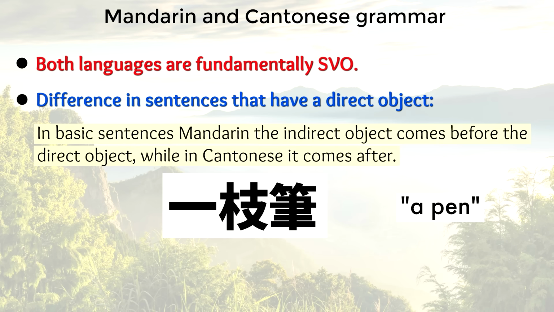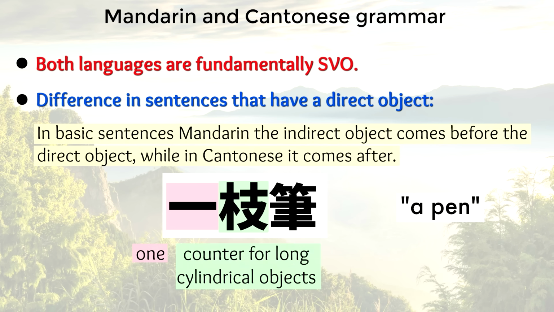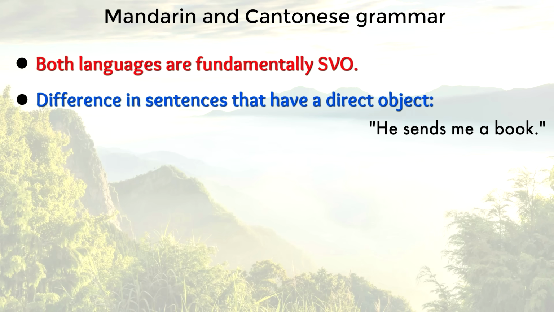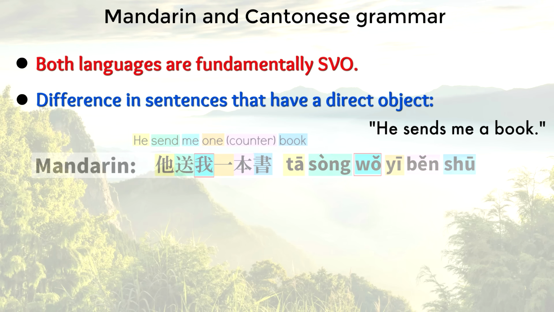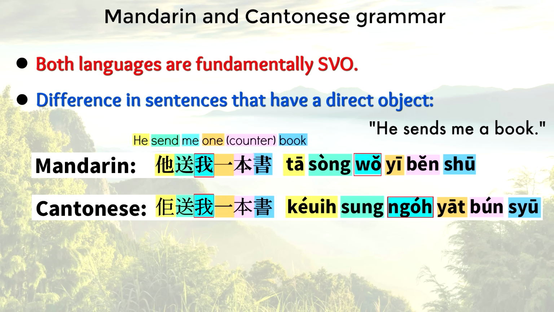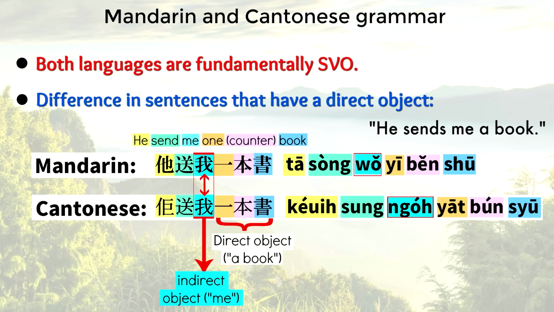Let's take a look at the phrase meaning a pen for a second. It consists of 3 parts. First, the word meaning one, followed by a word that functions as a counter for long cylindrical objects, and then the word for pen. In other cases, the indirect object is in the same position as in Mandarin, before the direct object. Like in this sentence meaning, he sends me a book. In Mandarin it's, 他送我一本書 and in Cantonese, 佢送我一本書. Notice right here that in both sentences the indirect object comes after the verb and before the direct object.